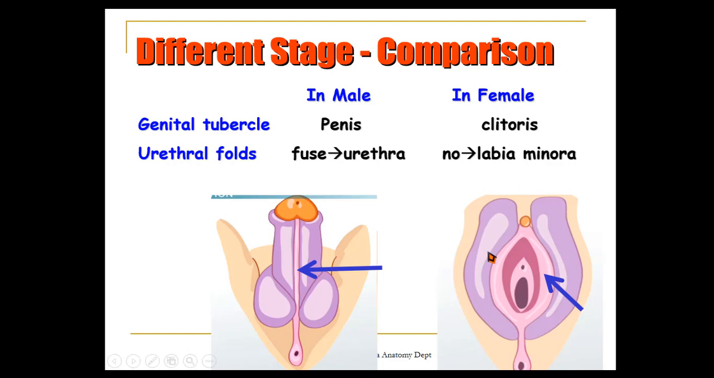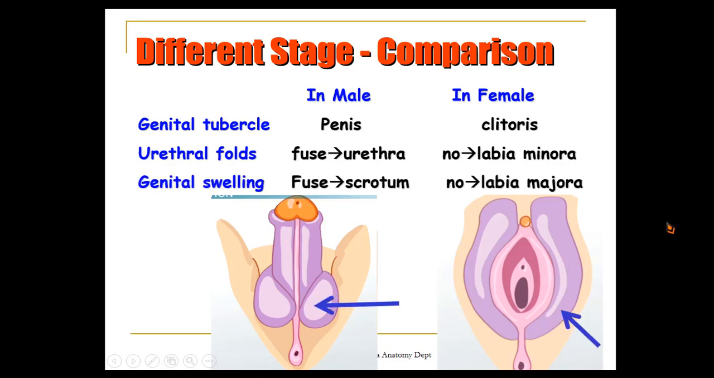But inside the two labia minora, you can see the opening of the urethra and the opening of the vagina. The genital swellings or the labioscrotal swellings in the male will fuse together and form the scrotum, and also will surround the developing penis to complete its formation, while in female they remain separated and form the labia majora.